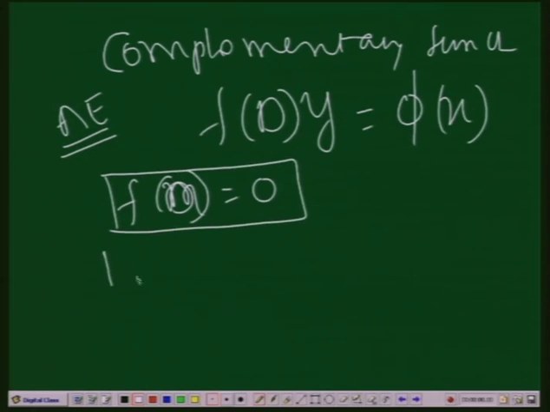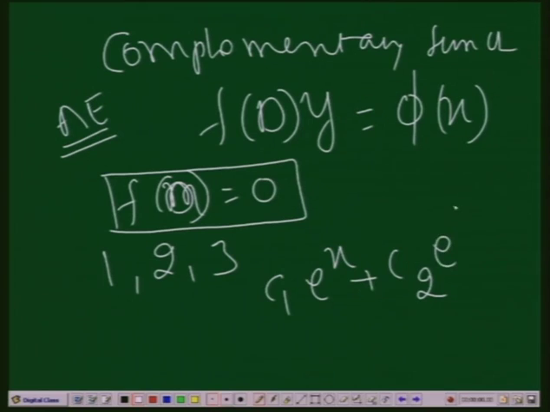For example, if roots are real and distinct, 1, 2, 3, CF is C1 e to the power of x, where x stands for the independent variable, plus for another root 2, we write another constant C2 e to the power of 2x, plus for 3, another constant C3 e to the power of 3x. What is this? This is a complementary function corresponding to the roots of the auxiliary equation. Now, suppose roots are repeated. For example, 2, 2, 2.